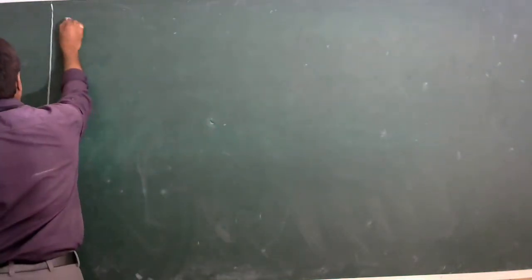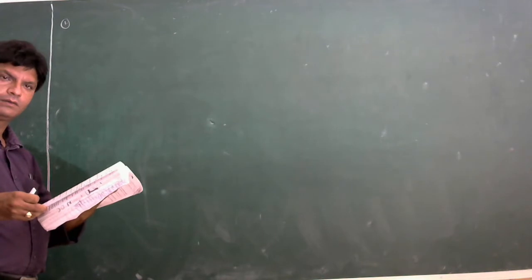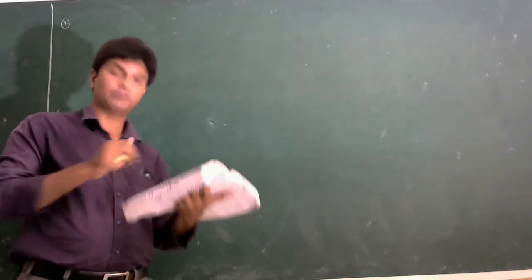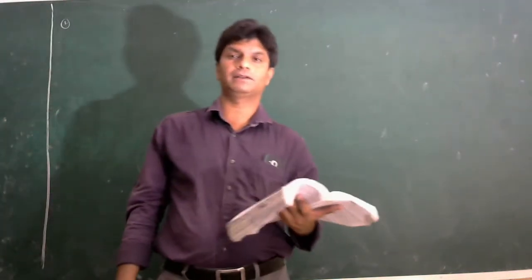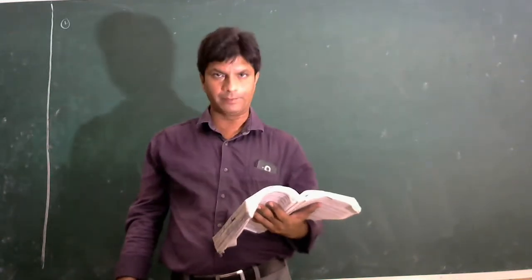Problem number 1. Orthogonal vectors means what? Orthogonal vectors means perpendicular vectors. Whenever two vectors are perpendicular, the dot product is equal to 0. If two vectors are parallel, the cross product is 0 bar. Right? Now we will do some problems here.